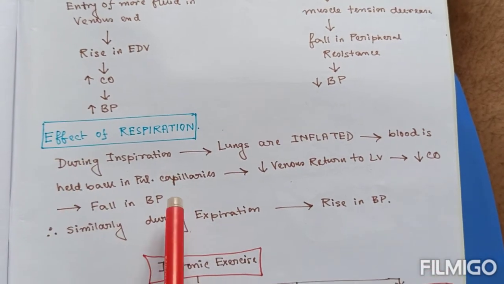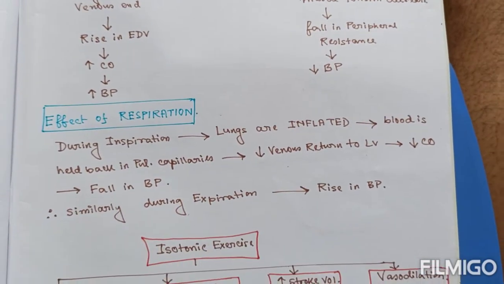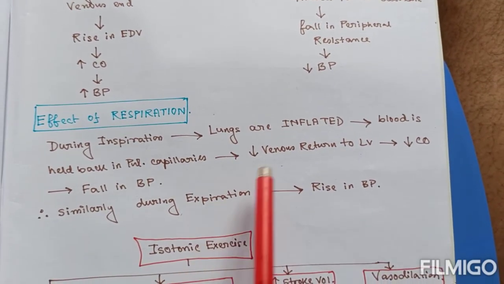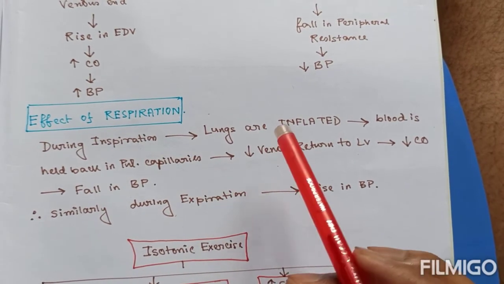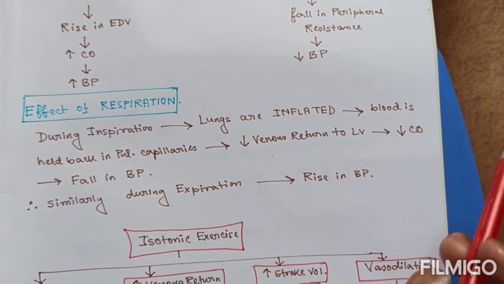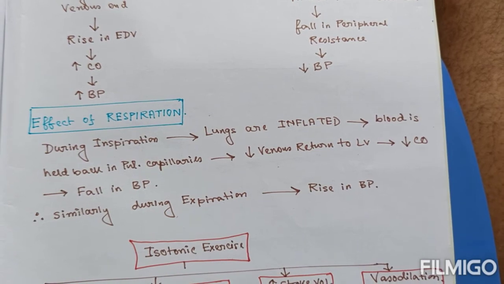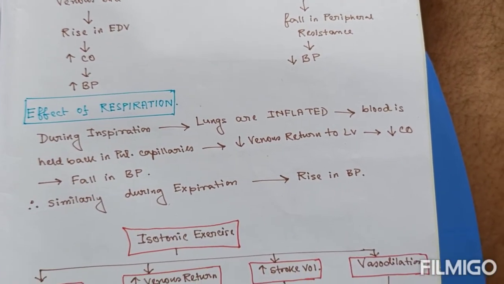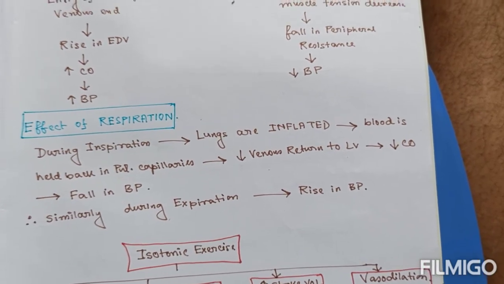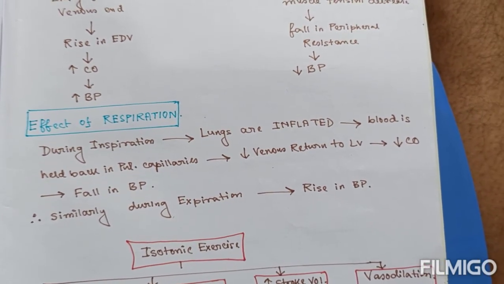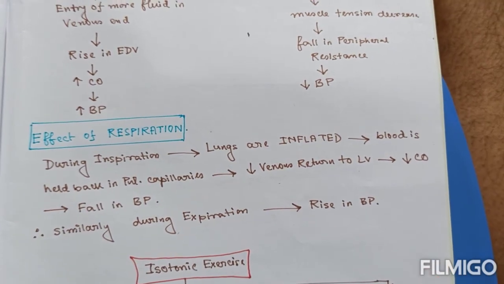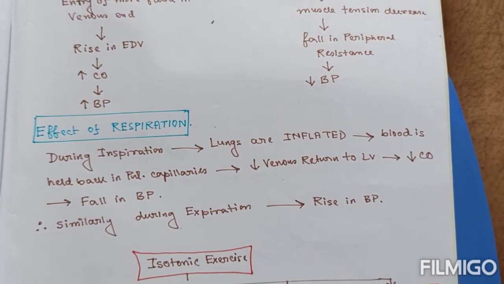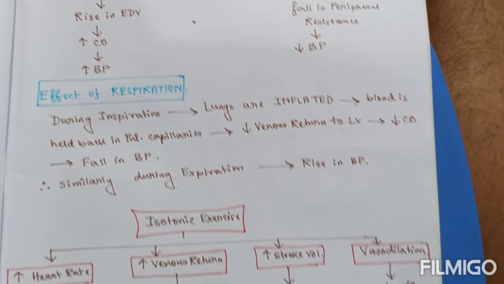So during inspiration, actually there is a fall in BP, and during expiration, by the same mechanism, the lungs are now deflated, blood will now go back from the pulmonary capillaries to systemic capillaries, and thereby venous return will be increased and cardiac output increased, causing rising BP. So during inspiration there is a fall in BP, and during expiration there is a physiological rise in BP.